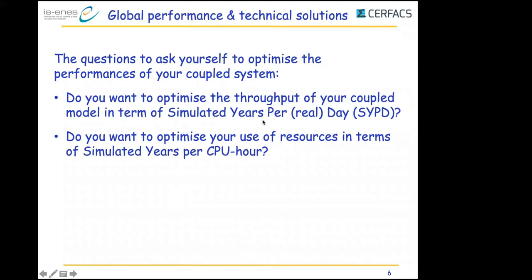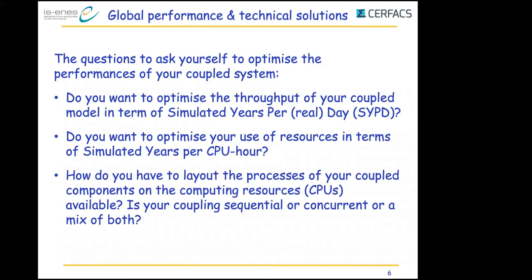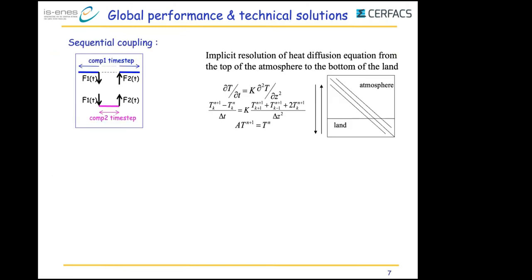Whether you answer yes to one of these two questions or the other, you will not necessarily lay out your components the same way on the computing resources. So that's what I'm saying: how do you use your computing resources? That is, how you run the different components of your coupled model on the computing resources you have. An important question to ask is: is your coupling sequential, or concurrent, or a mix of both? And I will give more detail about that.